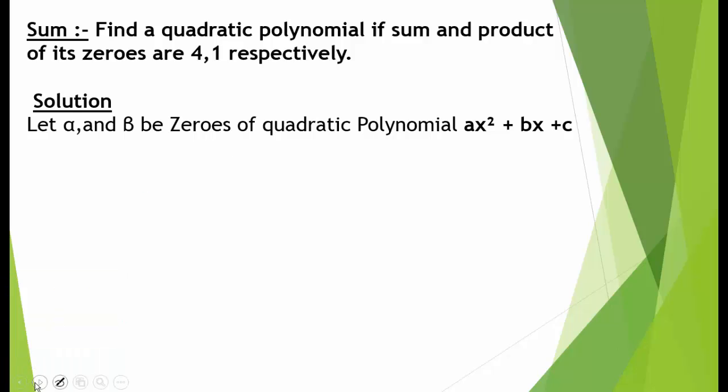Now alpha plus beta is minus b divided by a, and we are given sum of zeros as 4. So I can write here 4 as minus (minus 4) divided by a, so that I can compare the value of b and a. Here from comparing we will get a equals 1 and b equals minus 4.